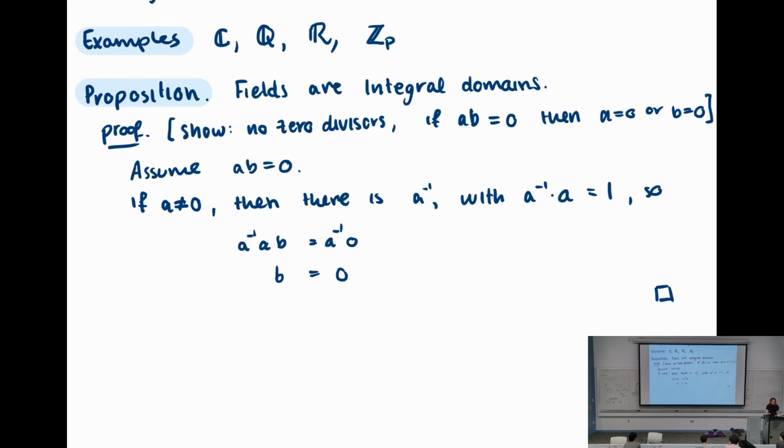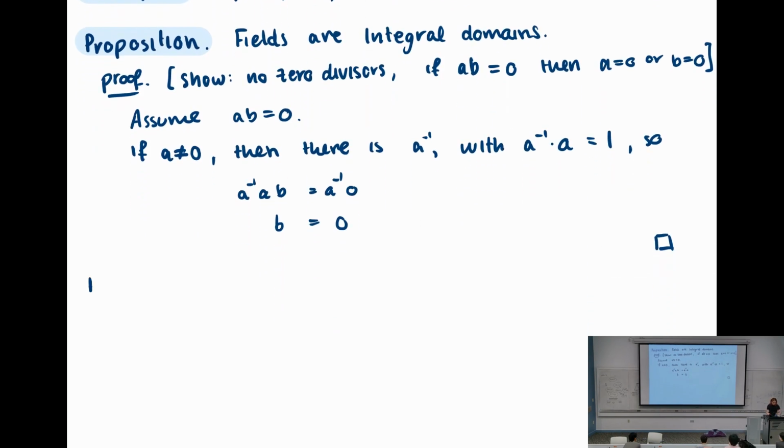Okay, so now let's see the theorem. This will relate fields and maximal ideals. Let R be a commutative ring with unity.